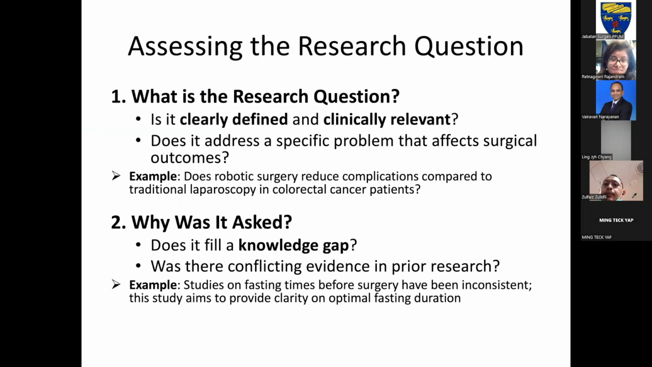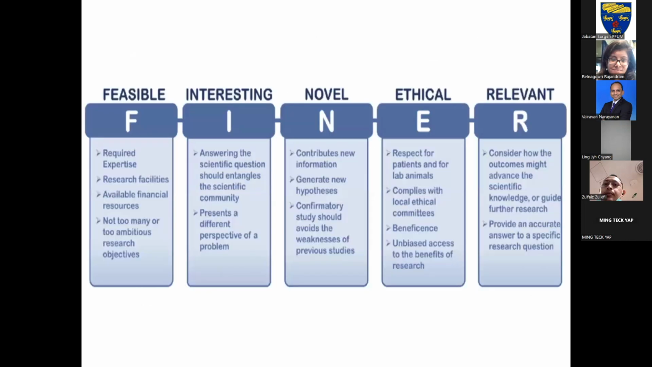Take, for example, does robotic surgery reduce complications compared to traditional laparoscopic surgery? It is feasible. You can compare. We've got a robot now. We've got laparoscopy, so you can compare both of that. It is interesting because robotic surgery has become more and more popular now. It is novel. Maybe that's a difficult question to answer. Is it ethical? At this point in time, it's still ethical to implement this. And is it relevant? Of course it is.